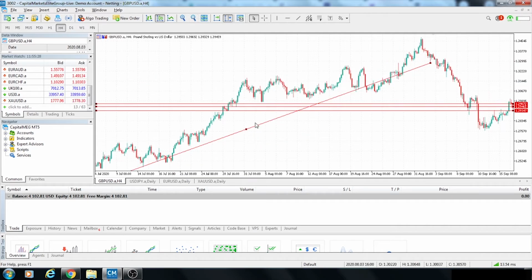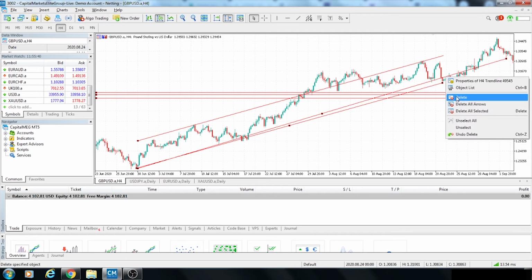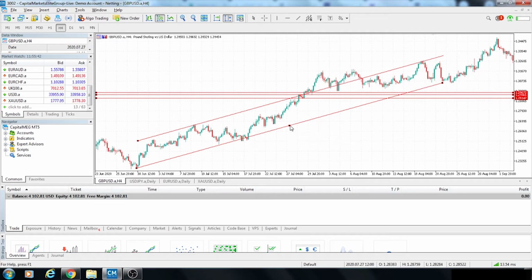Let's zoom out and have a look at this again. If I draw a channel, and remove the trend line that I crudely drew, we have this uptrending channel, and this occurs right at the very top. So the continuation pattern occurs at the top.